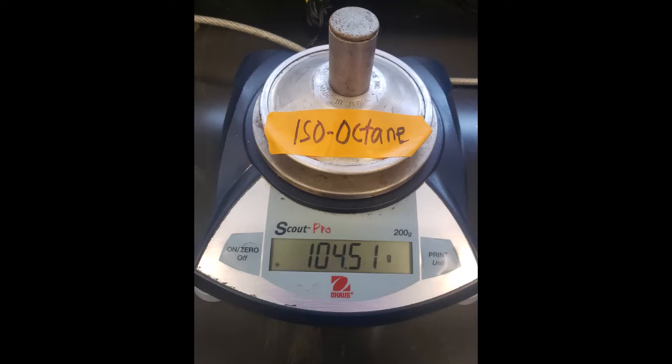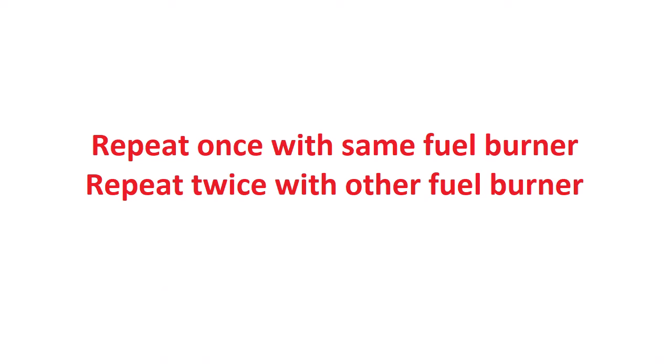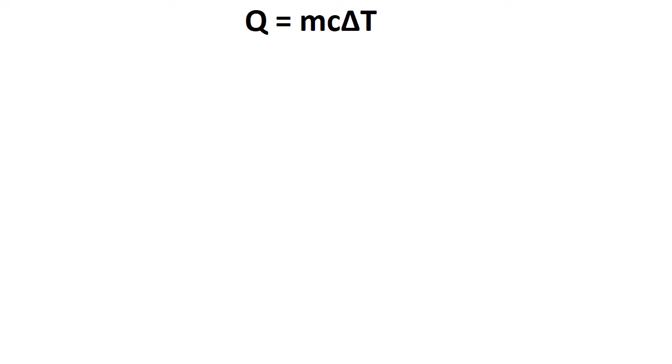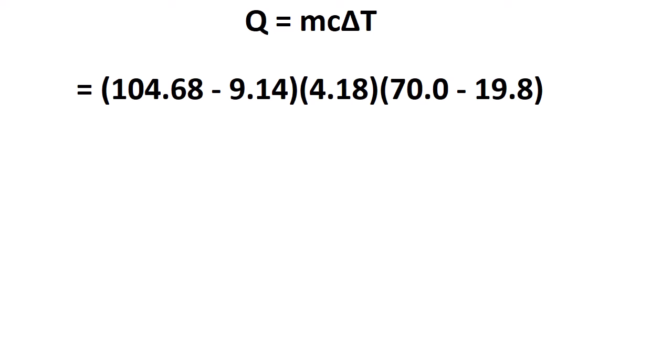Once all the values for your experiment are collected, repeat this experiment once more with the same fuel burner, and twice more with the second fuel burner. With both fuel burners tested twice, you can determine the heat value Q, using the formula MC delta T. The M value is the difference between the mass of the soda can with water, and the mass of the empty soda can, leaving only the mass of water. The change in temperature will be the difference between the final temperature and the initial temperature. The specific heat constant C is given as 4.18 joules per gram Celsius for water.